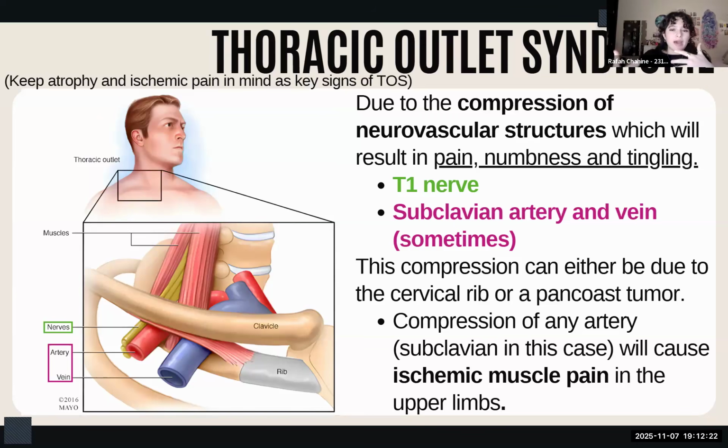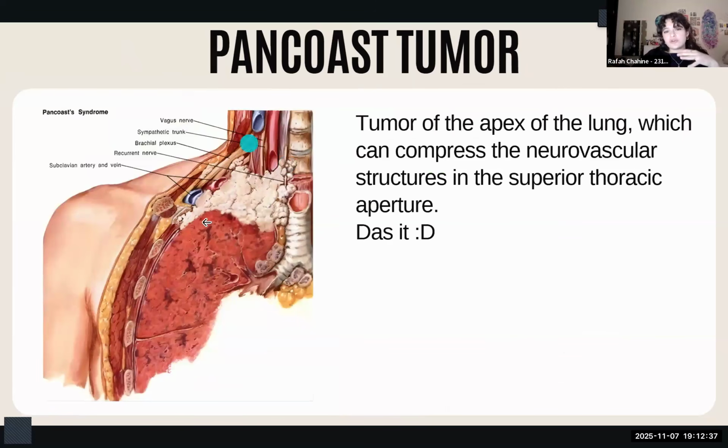There could be a tumor, there could be a mass somewhere around that area that is compressing these structures, or it could be this thing called the cervical rib, okay? And we're going to get to what the cervical rib is, and I'm going to remind you of thoracic outlet syndrome when we do. Now, this tumor that I'm talking about is called a Pancoast tumor. All you need to know, I think, for this lecture at least, is that a Pancoast tumor is a tumor of the apex of the lung, okay?